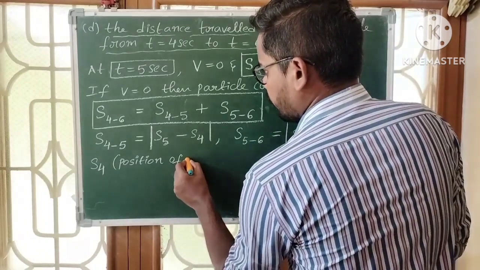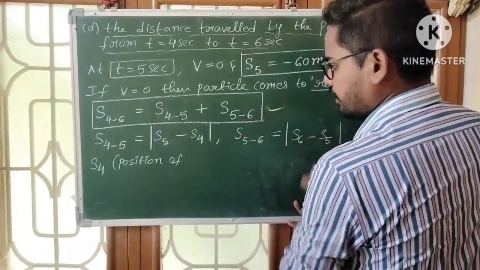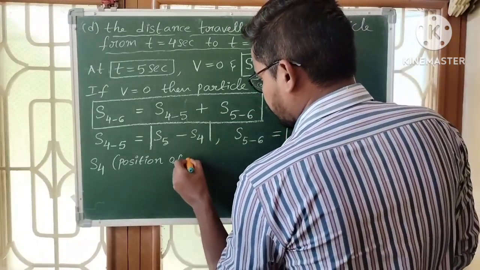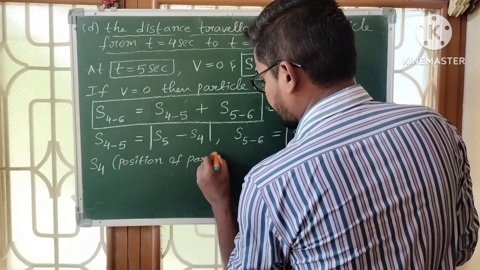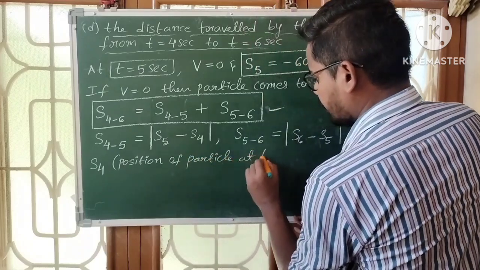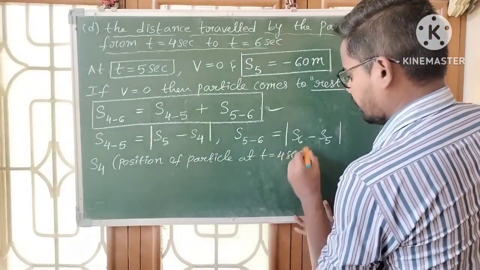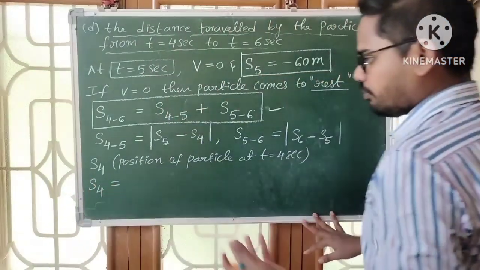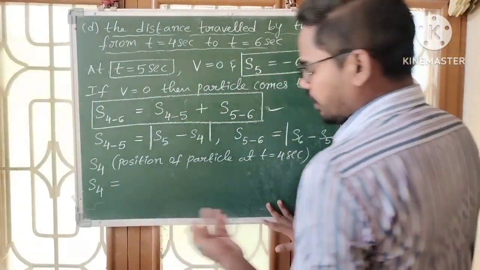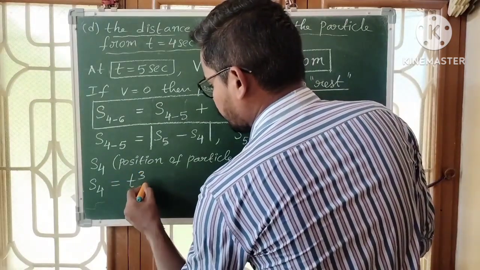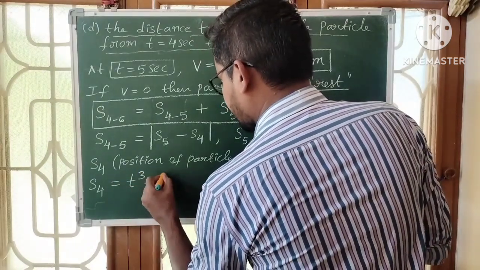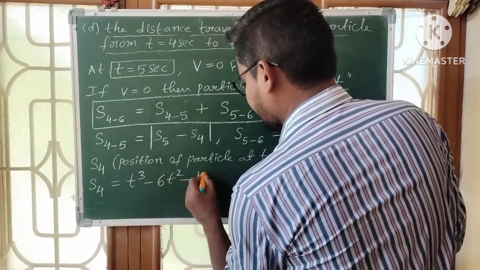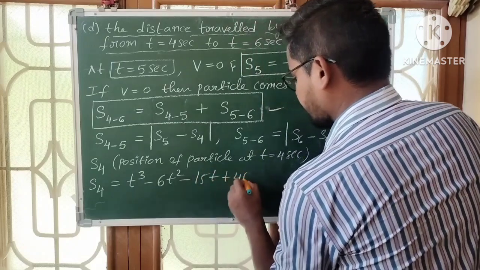So this is our final result. S4 is equal to the position of the particle at t is equal to 4 seconds. We know that S is equal to displacement. The displacement equation is already given: t cube minus 6t square minus 15t plus 40.